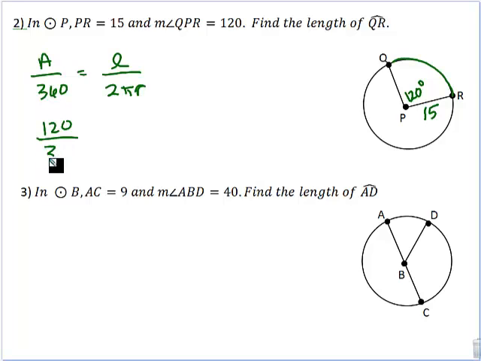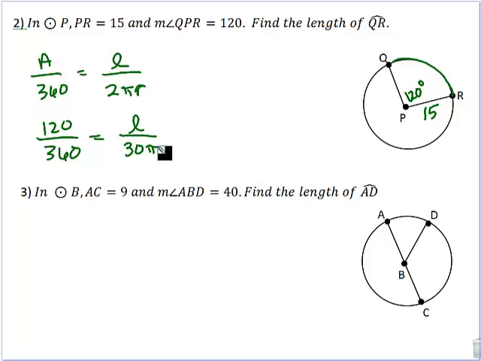So 120 over 360. Asking for the arc length. What's our radius? 15. How do we know the radius is 15? Yeah, it gave it to us at PR. So if our radius is 15 here, what is 2 pi r? 30 times pi. Good. Is that okay? Oh, we have to solve for it, we will.